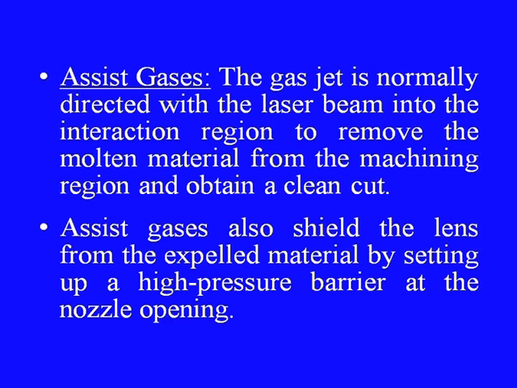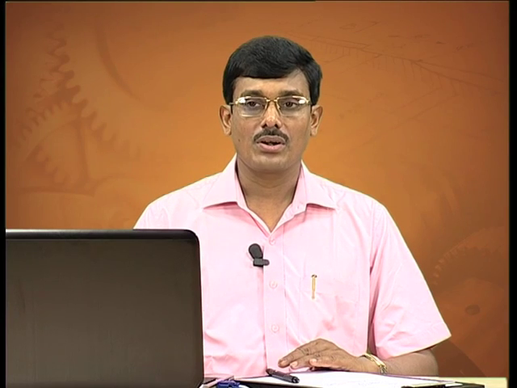The assist gases also shield the lens from the expelled material by setting up a high pressure barrier at the nozzle opening. This is another important function of the assist gas system, for usually the lens systems used in laser focusing are of very high quality and costly. Therefore, it is to be assured that this lens system does not get affected very easily by the evaporated work material. Therefore, it is needed that the evaporated material be sent away as far as possible from the lens system, and once we use this assist gas system, it does this function as well.